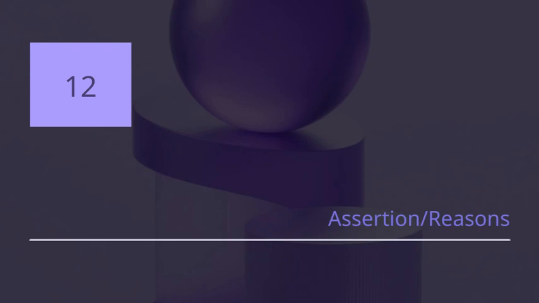Let's take a closer look at assertion and reasons. These are fundamental tools in logical reasoning and critical thinking. When we make an assertion, we're essentially presenting a statement or claim that we believe to be true. The reasons, on the other hand, are the justifications or evidence that support that assertion. It's important to understand how these two work together.